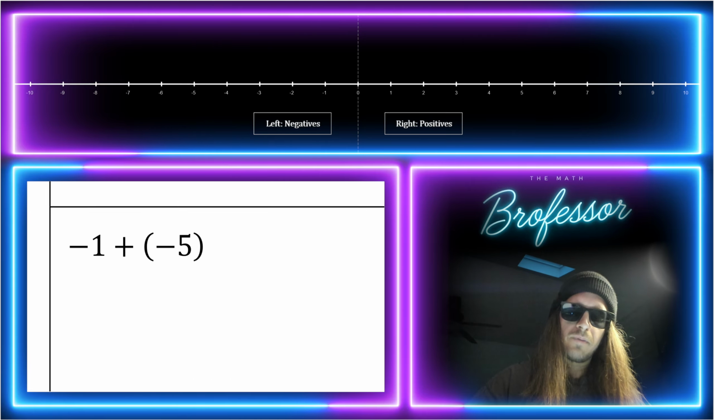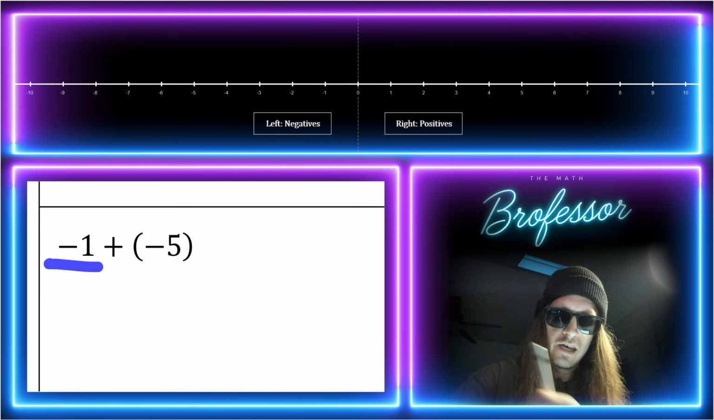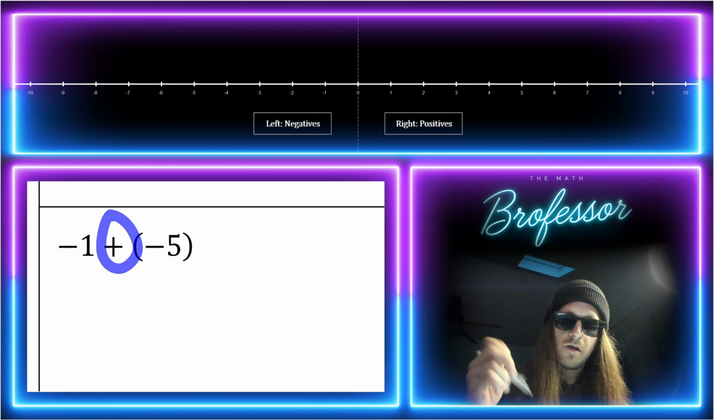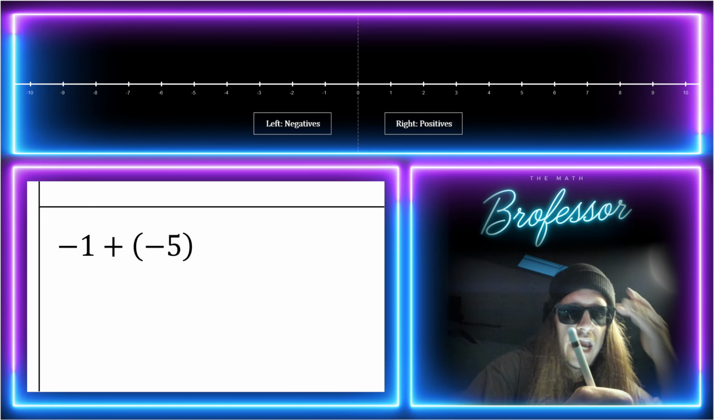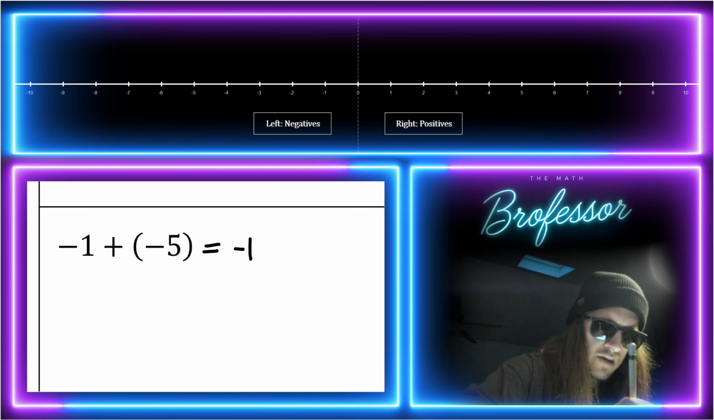How about negative 1 plus negative 5? So again, it's like, okay, start at negative 1, move to the right. Just kidding, go to the left 5 units. That's what that means. It's a change. It's like it's changing its mind. This is the same as negative 1 minus 5.